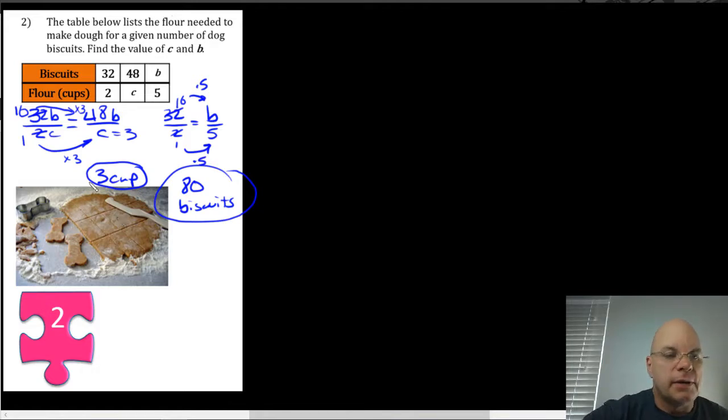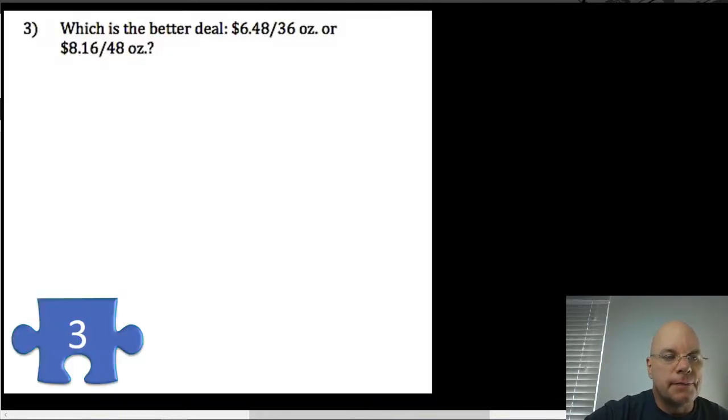Problem number 3. Which is the better deal, $6.48 for 36 ounces of something, or $8.16 for 48 ounces? We're paying more here, but we're getting more ounces. There are many ways to compare these, but usually in a problem like this, you just want to find the unit rate, the cost per ounce, and that's your basis for comparison.